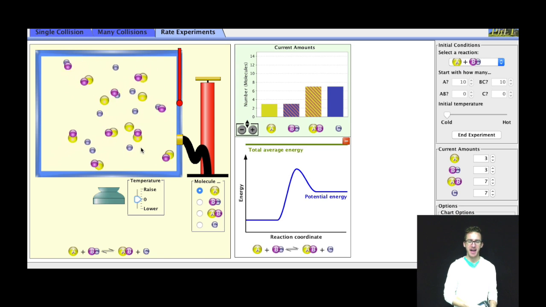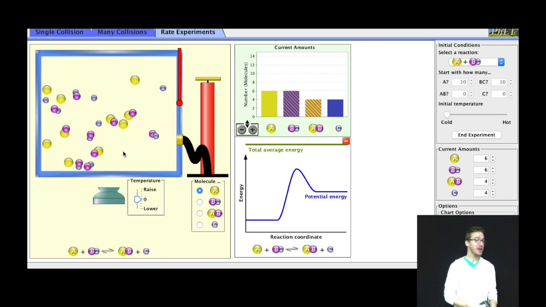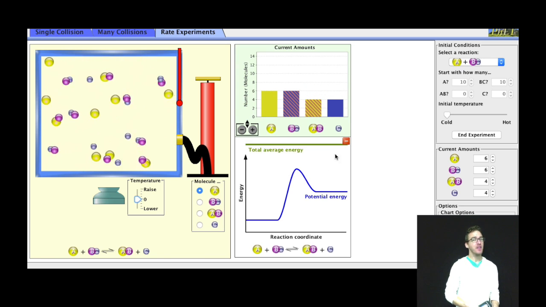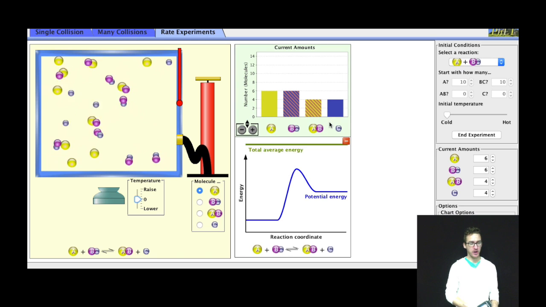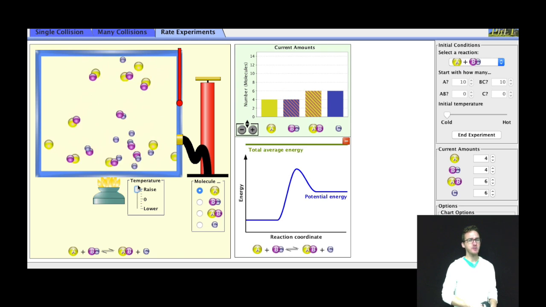Boom! Check them out now. They're flying around like crazy. A lot more effective collisions. The formation of a lot more product. Heat 'em up, speed 'em up.